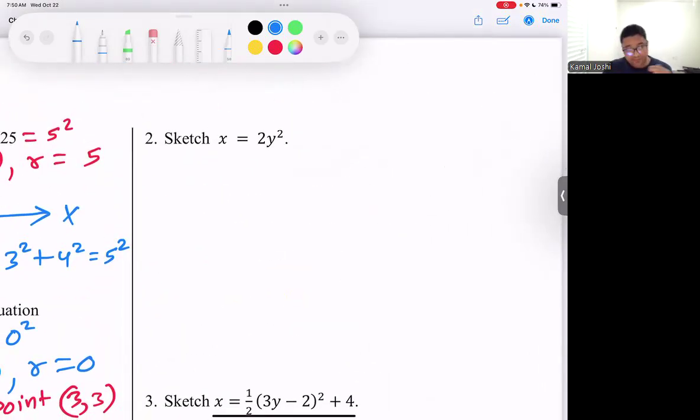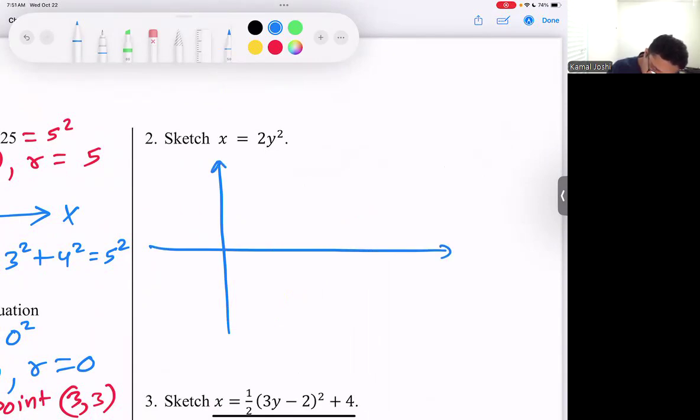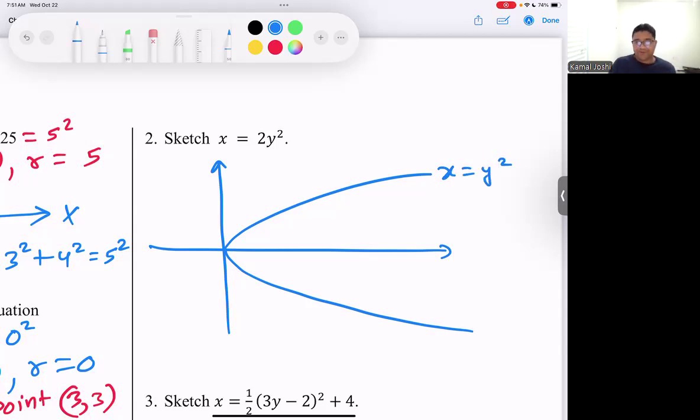Next. x equals 2y squared. So like before, first let me draw the original graph. The parent graph will be x equals y square. Now suppose we are doing 2y square. Then the values of x are becoming 2 times, right? Think about it. For the same y value, the value of x is 2 times. So this is a horizontal stretch.